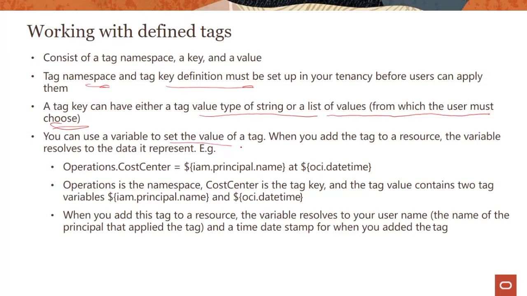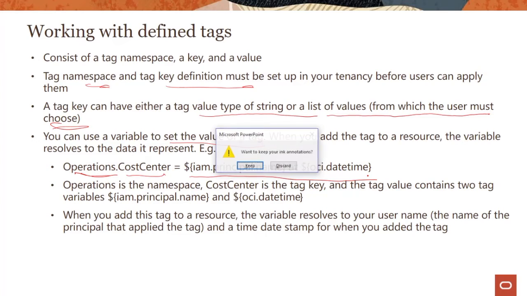You can also use a variable to set the value of a tag. When you add the tag to a resource, the variable resolves to the data it represents. For example, if you have a namespace called operations and a key called cost center, for the value you could specify something like this: IAM.principal.name at OCI.daytime. When you add this tag to a resource, the variable resolves to your username, that's the IAM principal name, and the date and time stamp for when you added the tag. So this gives you the flexibility to use tags in a variety of ways.